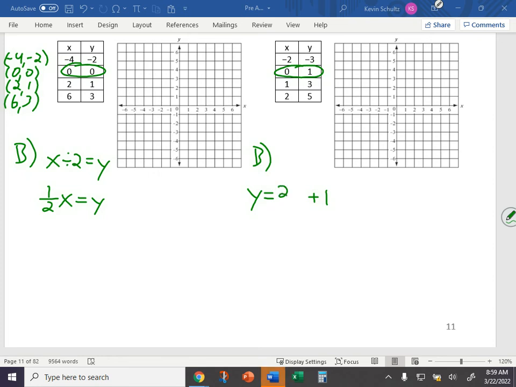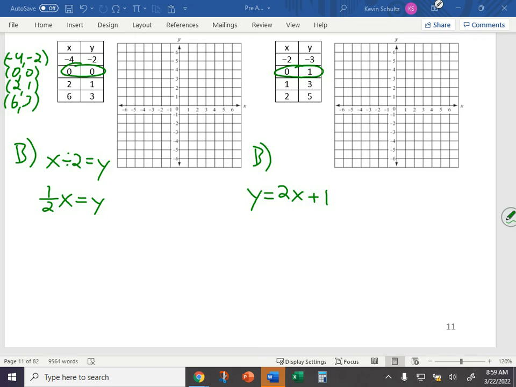Y equals 2 times x plus 1. 2 times negative 2 is negative 4. Negative 4 plus 1 is negative 3. 2 times 0 is 0. Plus 1 is 1. 2 times 1 is 2. Plus 1 is 3. 2 times 2 is 4. Plus 1 is 5. Okay?